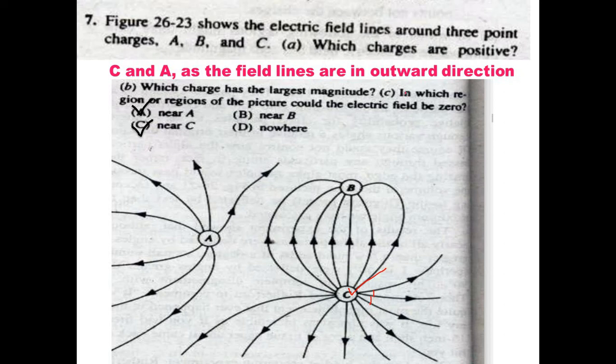Next is: in which region or regions is the electric field zero? It means that there could be more than one region where the electric field can be zero. This is also known as the null region or charge free region.